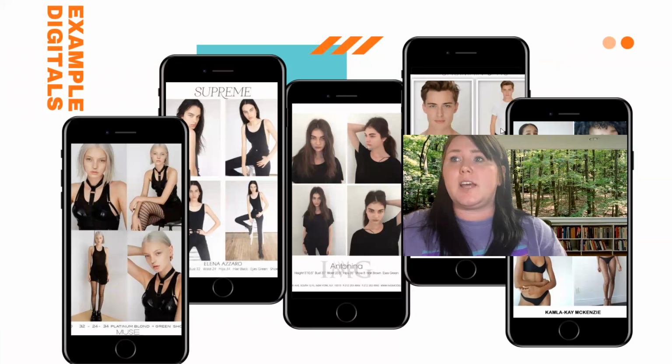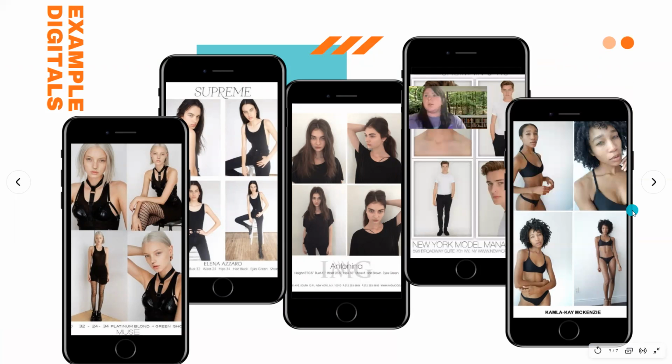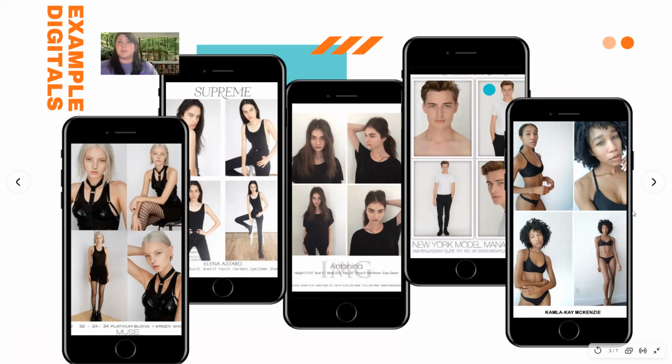So here are some examples. Sorry, I'm having horrible brain fog today. I'm just going to minimize my screen really fast so you guys can see these. These are examples of digitals.